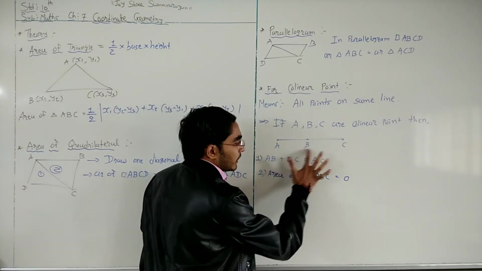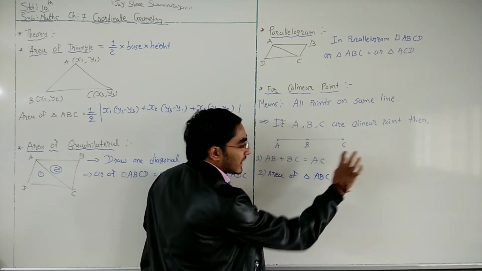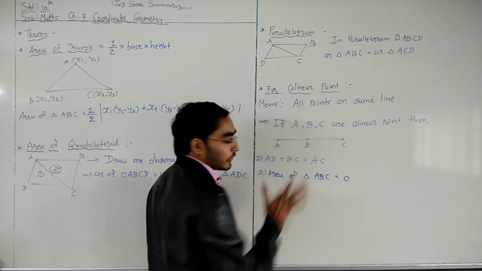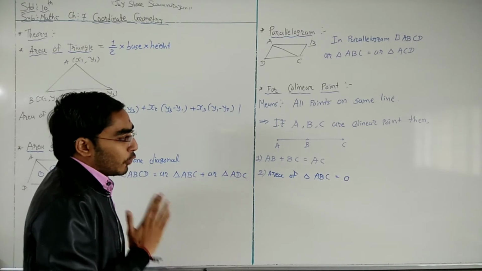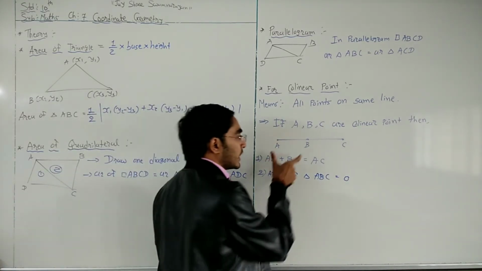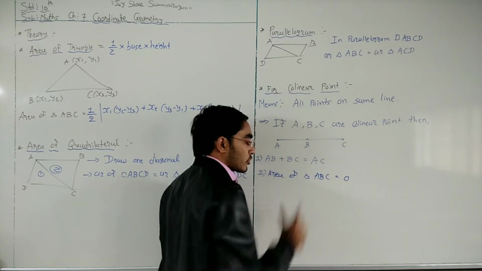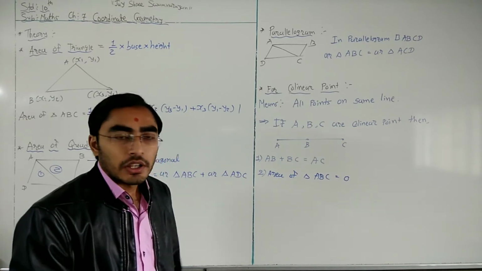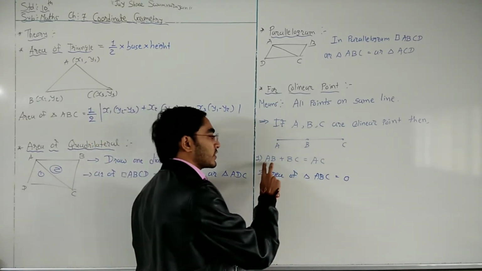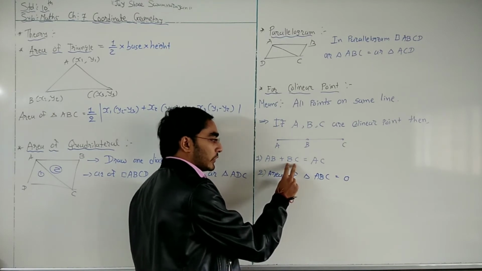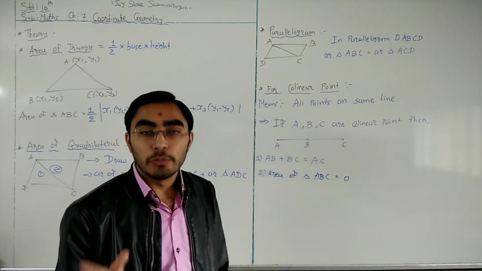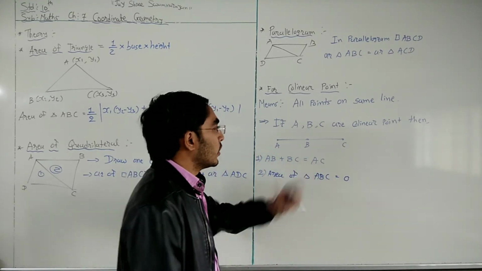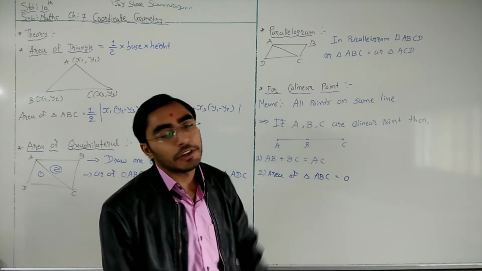Here A, B, C, 3 points, right? So if they lie on the same line, then definitely AB plus BC is equal to whole AC. Okay, if all 3 points are on the same line, definitely AB plus BC is equal to AC. So here, by using distance formula, you can prove this. First of all, find the distance AB, find the distance BC, find the distance AC, and prove that AB plus BC is equal to AC. So from that we can say that all 3 points A, B, C are collinear points.